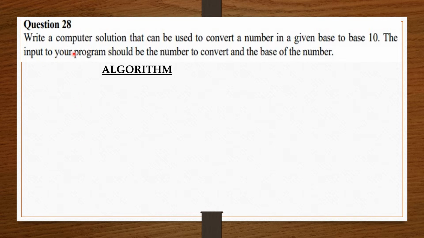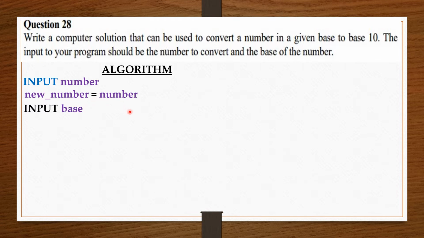Write a computer solution that can be used to convert a number in a given base to base 10. The input to your program should be the number to convert and the base of the number. So you're going to ask the user to enter the number to convert, right? So we say input number. Then we store a copy of the number in new number. I'll explain as we go along why we are saving a copy of it. Then we say input base. So the user should input the base of the number he or she just entered.